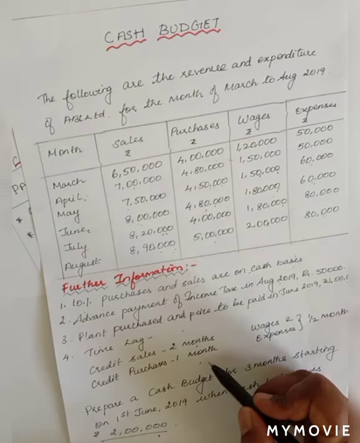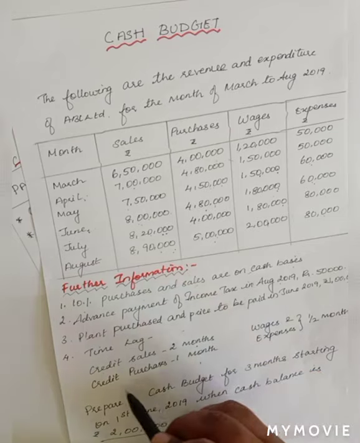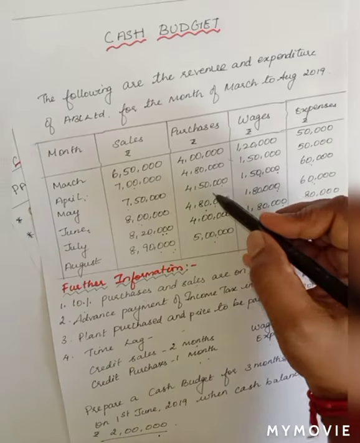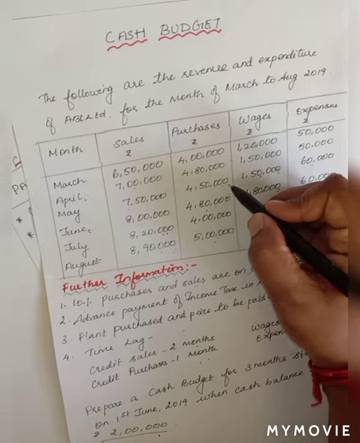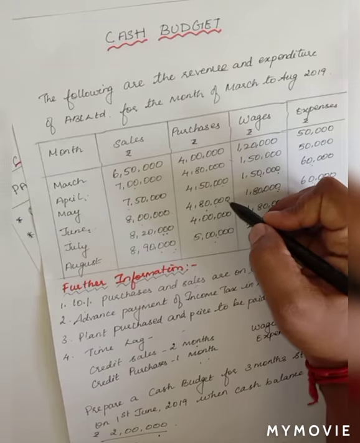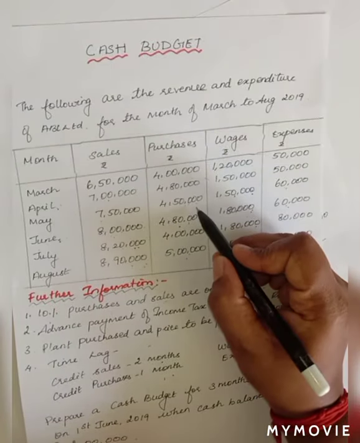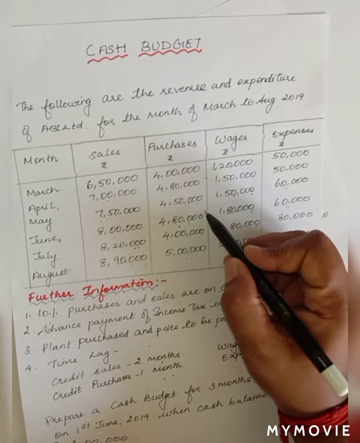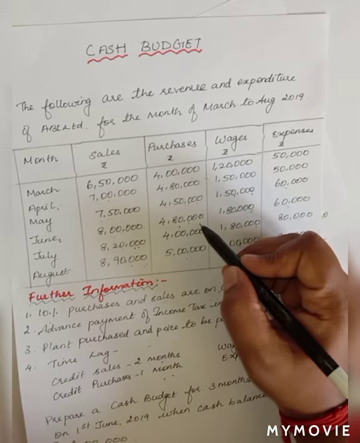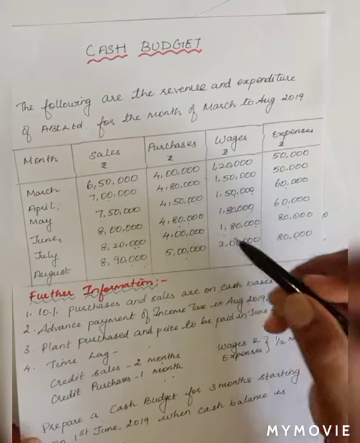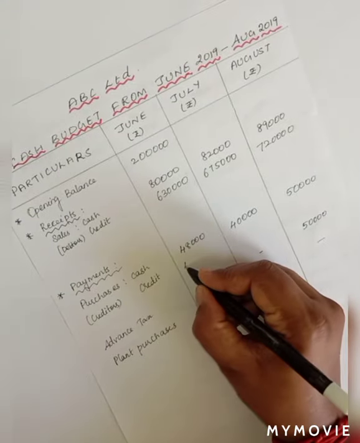Likewise, similarly, we can work out for purchases also. For purchases also, what has been told? For credit purchases, 1 month has been allowed. So if you are working for June, you will be paying 90% of May's amount in June. So what is May's purchases? In May, you have purchased 4,50,000, out of which you have to pay 90% in the month of June, which is 4,05,000 rupees.